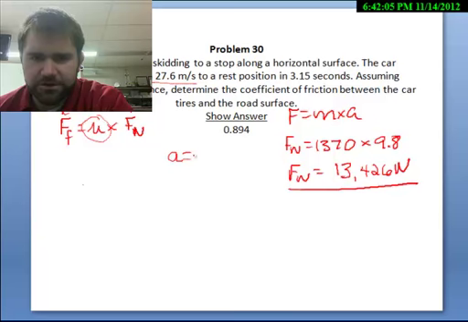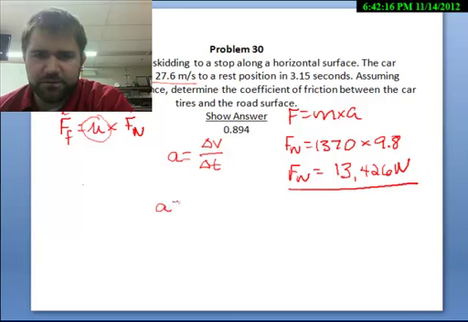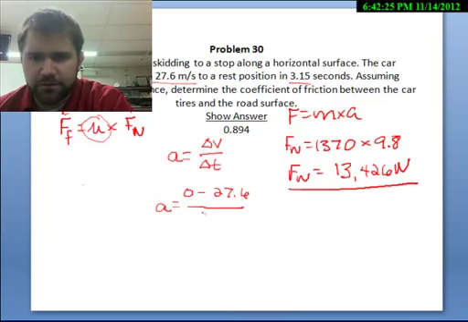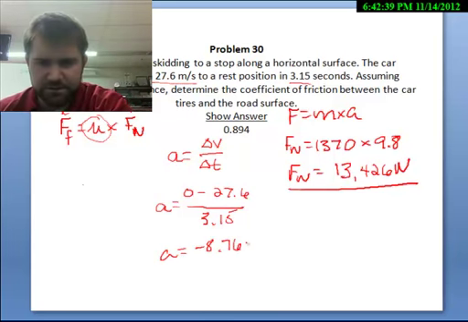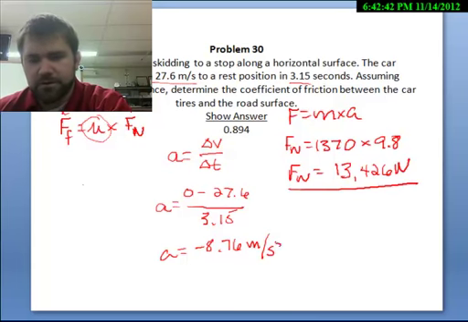So I know that acceleration is equal to change in velocity over change in time. The change in velocity is going to be 0 minus 27.6, velocity final minus velocity initial, all over the change in time, which is 3.15 seconds. So my acceleration is going to be negative 27.6 divided by 3.15 equals negative 8.76 meters per second squared.